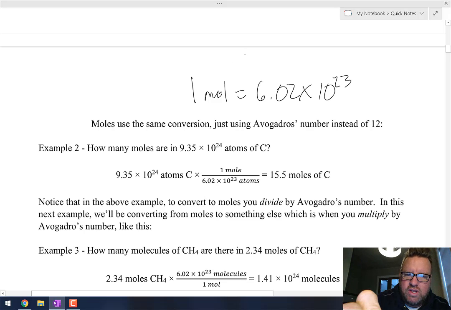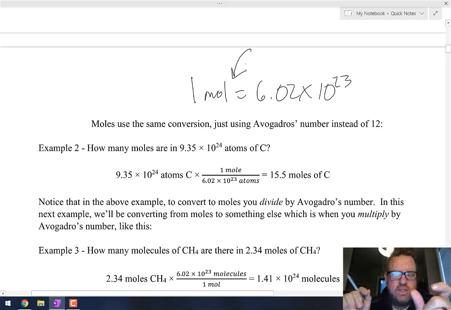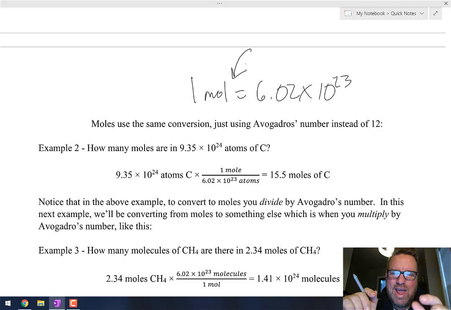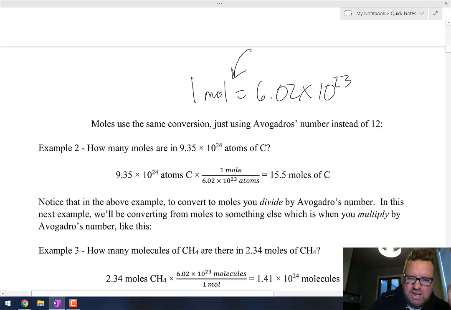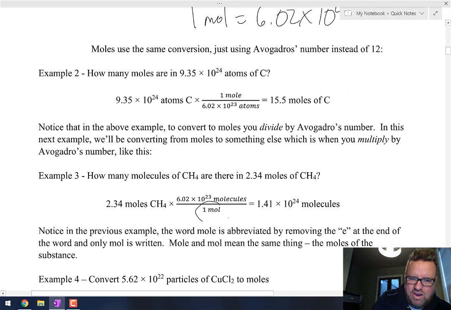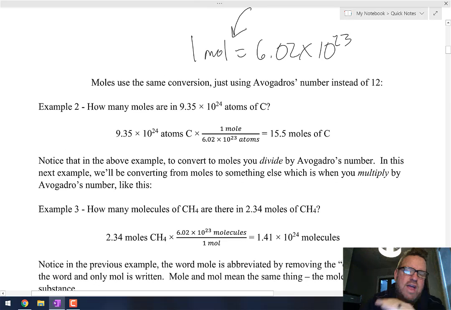Now you will notice, I already did it and I'm going to do it a lot. Apparently the word mole is too long and so they abbreviate it. So instead of writing mole, many times you will see mol, and you'll see it down here in example 3. You'll see they abbreviate, and I do it as well. That E is too much to put on there, so I'm going to leave it off.